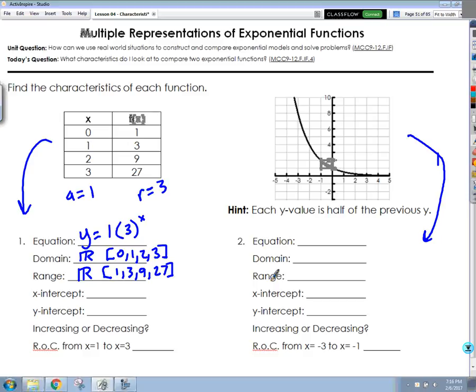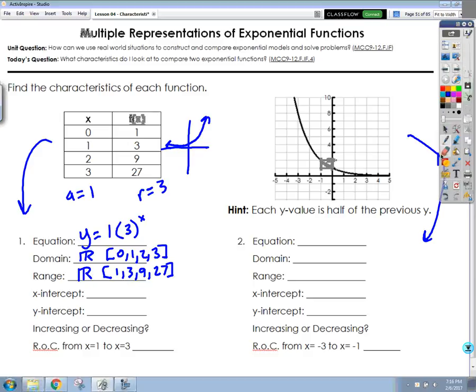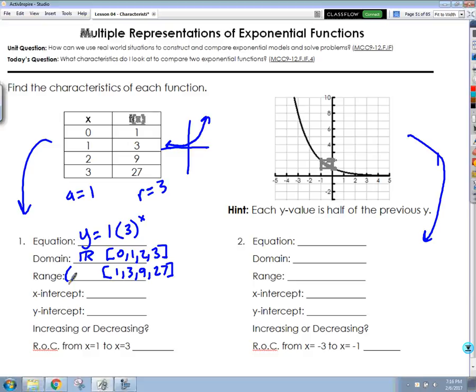Let's see, what's next? X-intercepts. Again, since this thing is increasing, okay? Hey, wait a minute, this thing's increasing. So that's what it looks like. So I can't say they're all real numbers, can I? Because they're not going to have any negative y's. In fact, I have to say it's going to be from 0 to infinity. Dagnabbit. Where was Javon when I needed him?